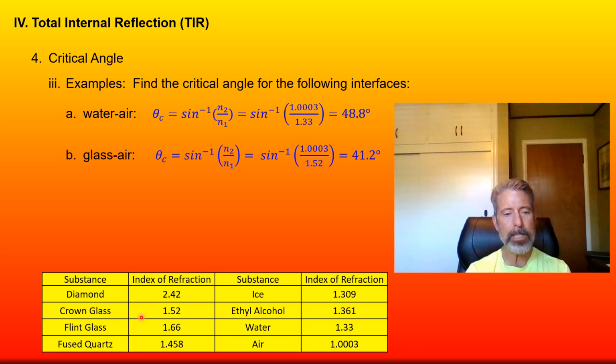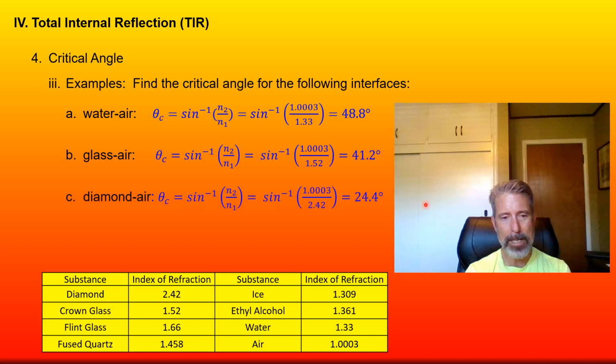For glass, there are many different types, but if you're looking at light traveling through a typical window, crown glass would be the more likely candidate. It has an index of refraction of 1.52. Notice that we get a critical angle of about 41.2 degrees. And finally, we'll take a look at diamond to air.